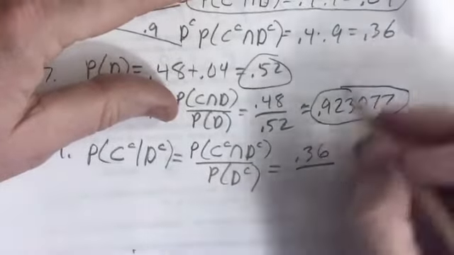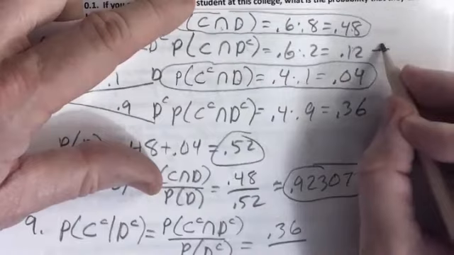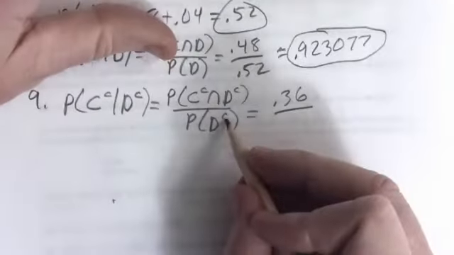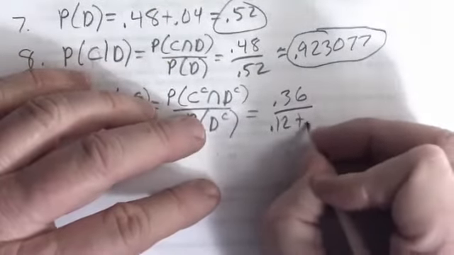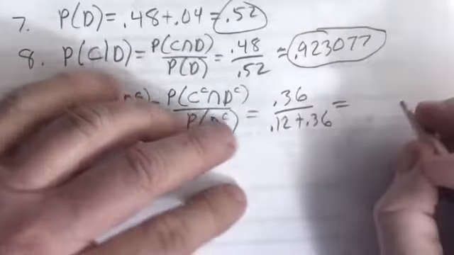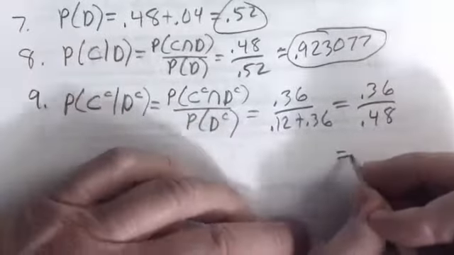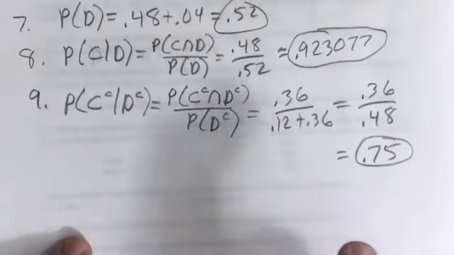And then over the probability of not dining hall. Well, that occurs here, 0.12, and there, 0.36. So the probability of the dining hall complement, or not dining hall, is going to be 0.12 plus 0.36, and so that is equal to 0.48. So this is 0.36 over 0.48, and that is equal to 0.75. And that is the answer to number 9, which leads us to number 10.